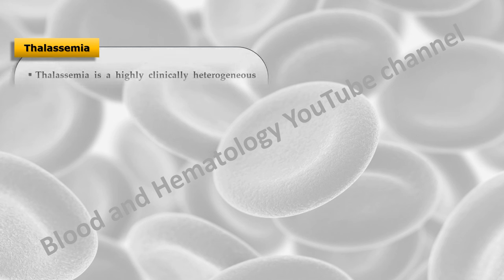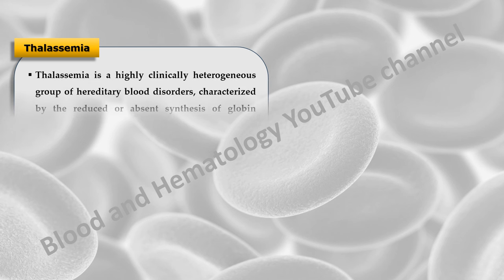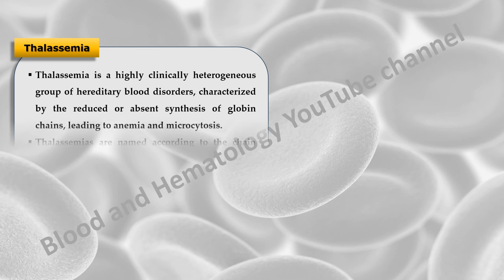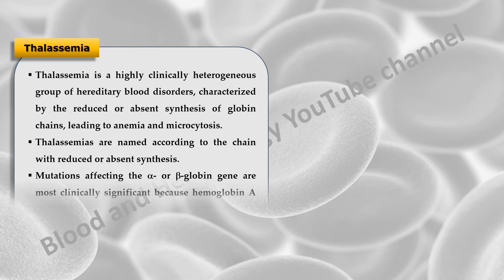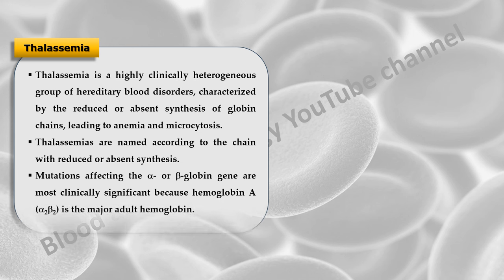Thalassemia is a highly clinically heterogeneous group of hereditary blood disorders, characterized by the reduced or absent synthesis of globin chains, leading to anemia and microcytosis. Thalassemias are named according to the chain with reduced or absent synthesis. Mutations affecting the alpha or beta globin gene are most clinically significant because hemoglobin A is the major adult hemoglobin.